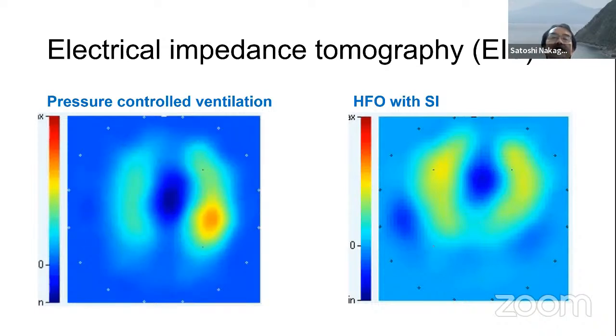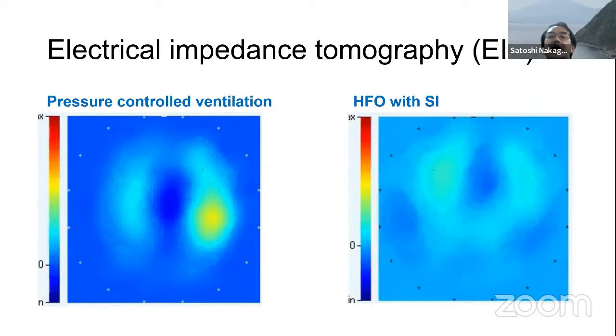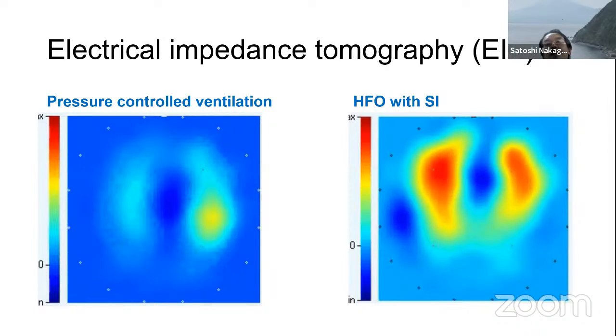At the end of the recording, we did a sustained inflation and tried to recruit lung volume. I'm showing it again. There is almost no change in the coloring, and then we did lung volume recruitment. So both lungs are hyperinflated by the lung volume recruitment maneuver. With regular high frequency oscillation, the EIT color may not show a significant difference.